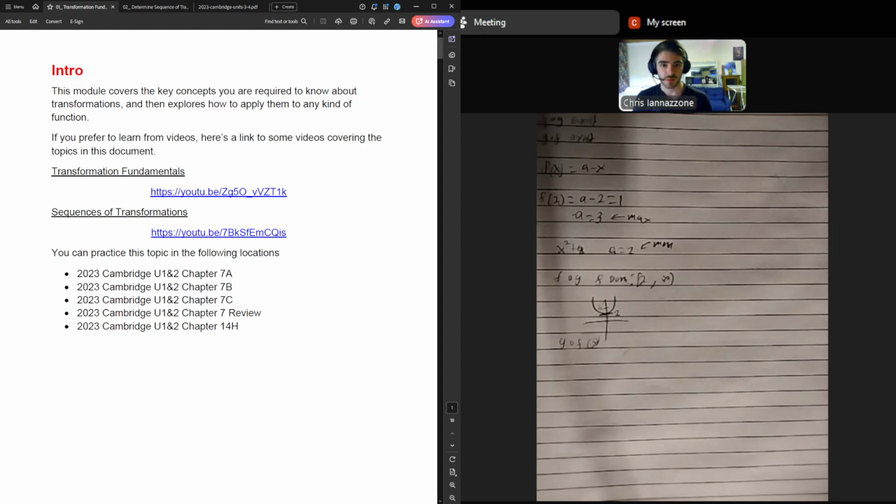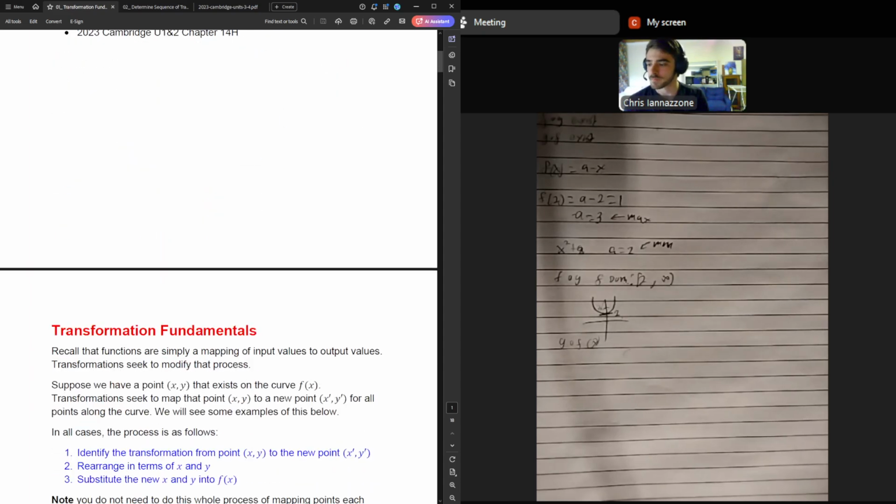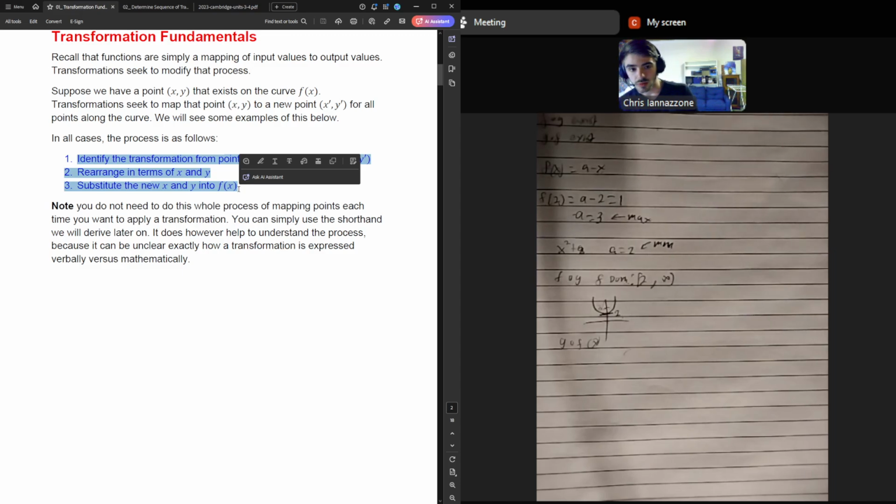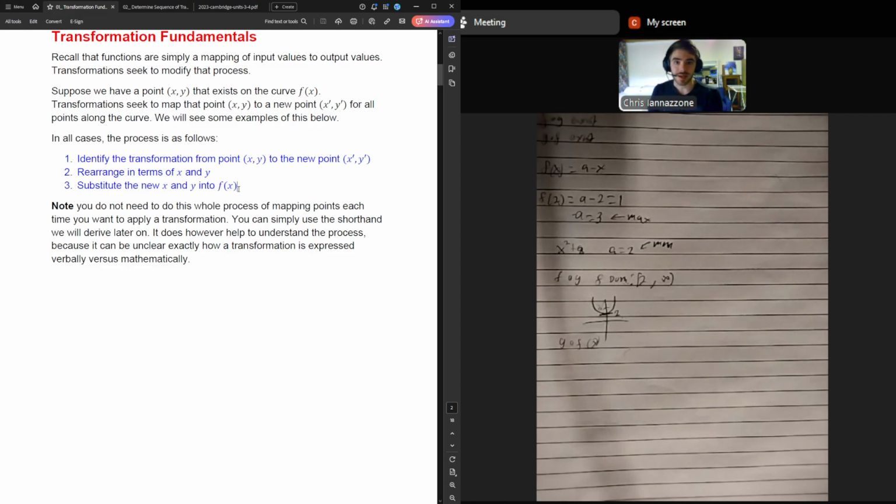Well, fundamentally, all we're ever really doing is figuring out how to get from one set of xy coordinates to another set of xy coordinates. Usually that means taking a full function and shifting that in some way, shape, or form. So, how does that all work? Well, fundamentally, as I mentioned, we're just going from one point to another point. And so it doesn't really matter what your function is, as long as you follow these three steps, you'll be able to apply any transformation to any function that you like.